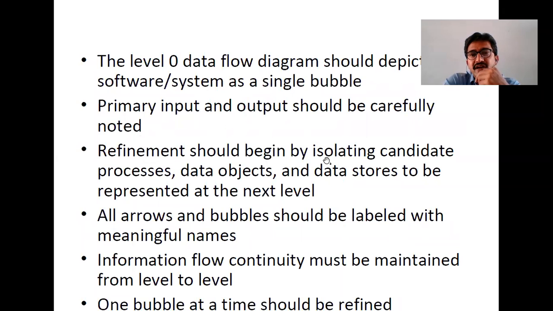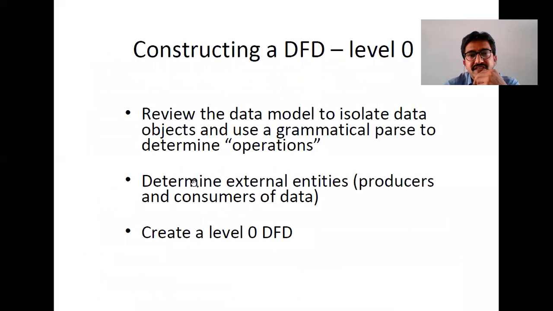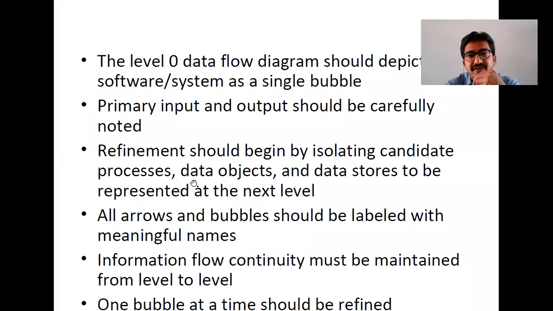Refinement should begin by isolating candidate processes, data objects and data stores to be represented at the next level. Meaning, refinement should begin by isolating candidate processes. Later we will focus on data objects, and later on data stores. All the arrows and bubbles should be labeled with meaningful names. Information flow continuity must be maintained from level to level. One bubble at a time should be refined. We'll see some examples of these guidelines we have just discussed.